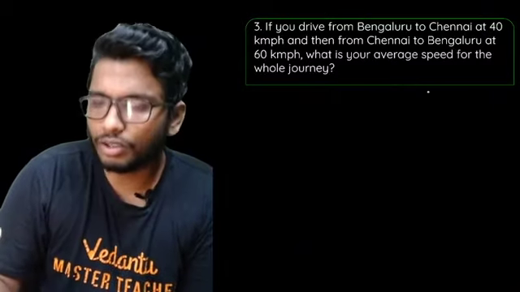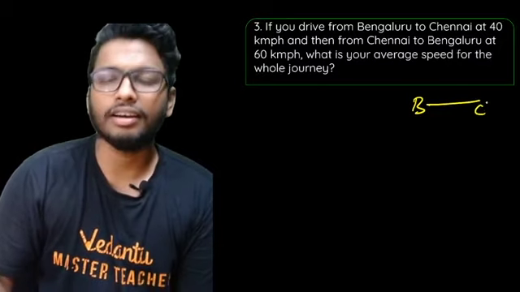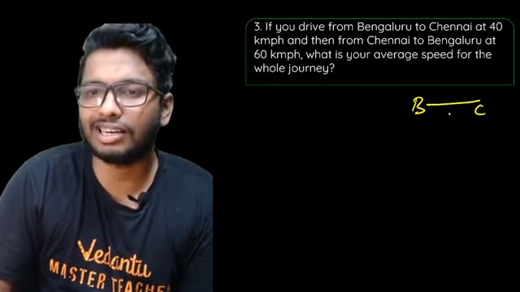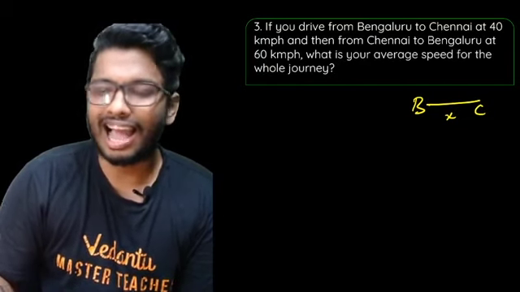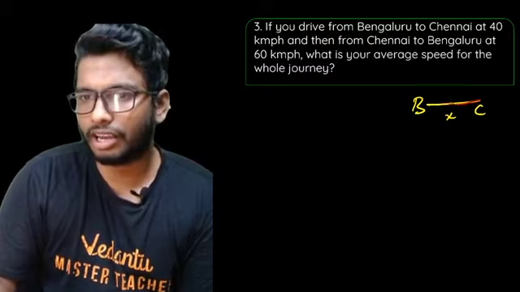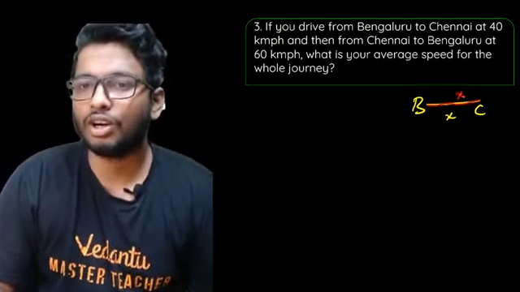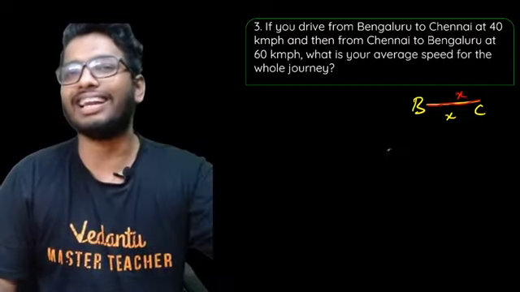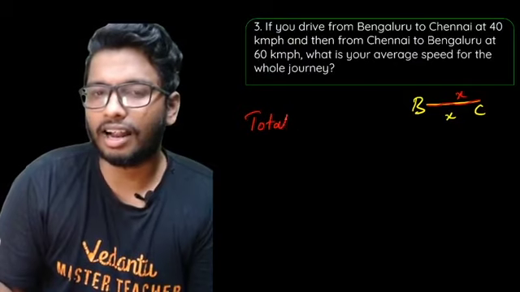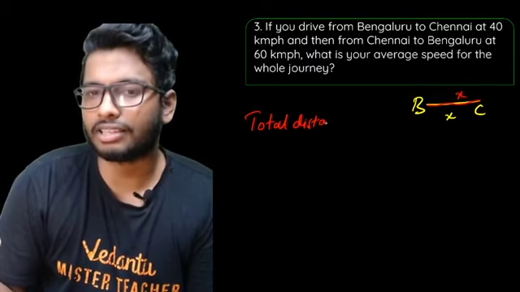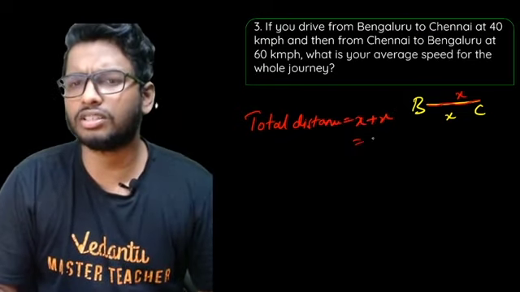First things first. If you're going from Bangalore to Chennai, you're covering some distance. I don't know the distance, I'll take it as x. You're going all the way there, and you're again coming back, so you're traveling the same distance, again x. So the total distance I'll take as x plus x, which is 2x, because I don't know the distance.